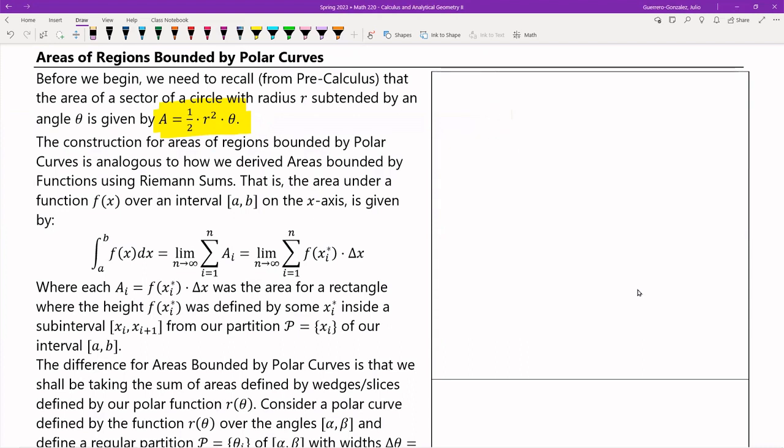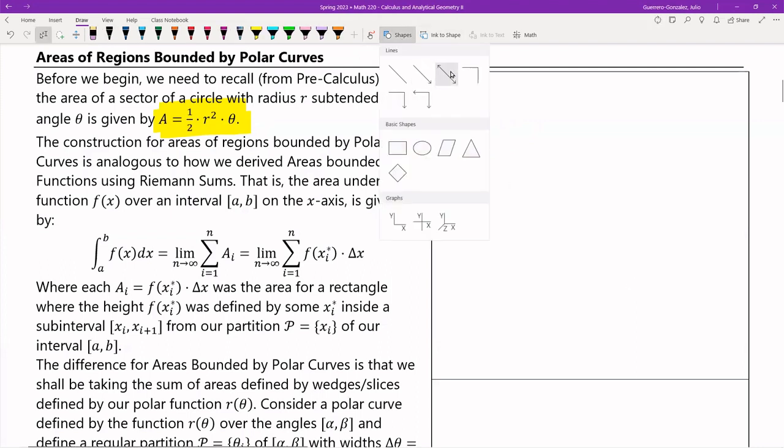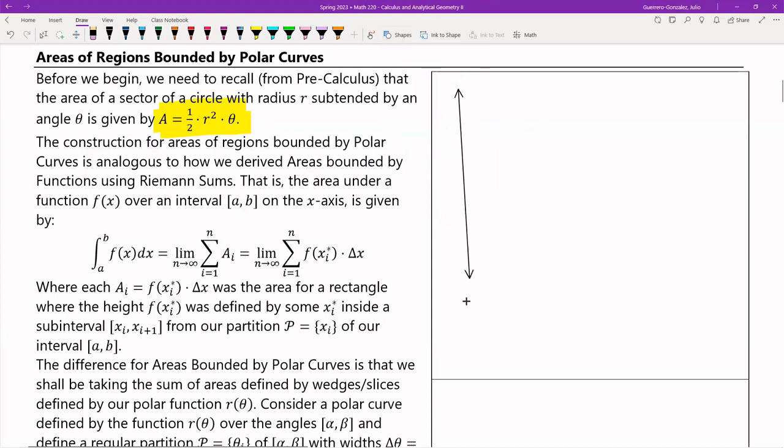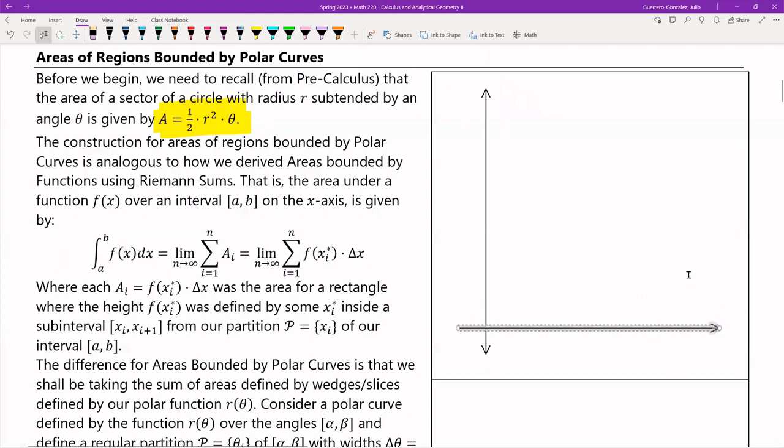Now I'm going to do a quick review of how we did areas, back in chapter one. If you remember, we had an x and a y, and we were able to draw a curve, like that. Let's say we wanted the area from a to b. That meant we wanted all of this, this area right here.